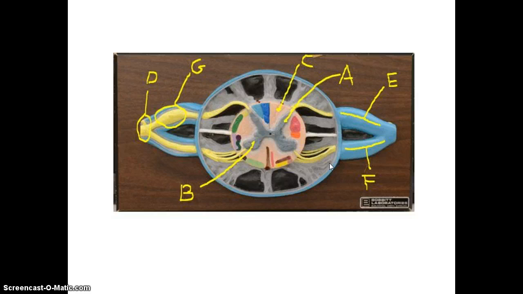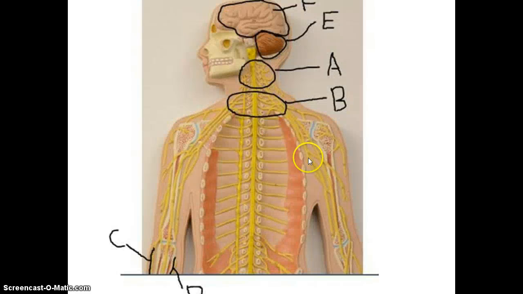So what you need to do, we need a little bit more. Sorry, thought we were done. Let's look at the full size body of the spinal cord. Up here, you just have the cerebrum circled and the cerebellum.